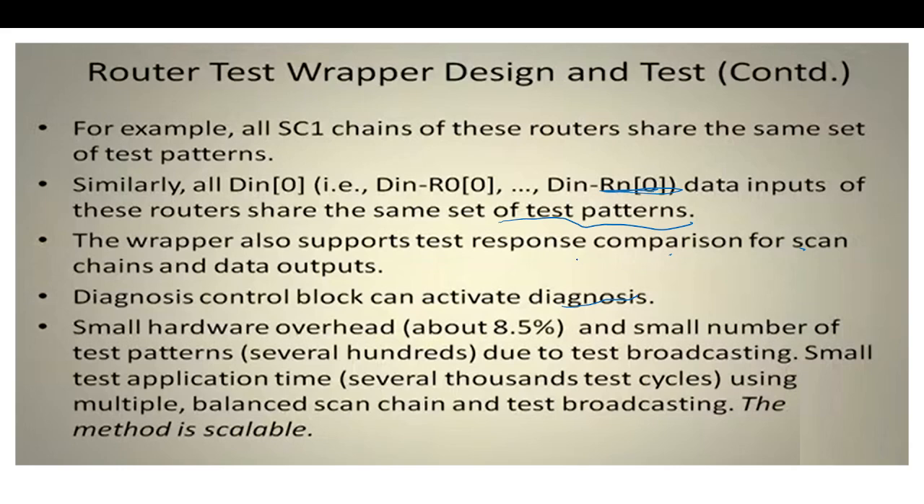Small hardware overhead, about 8.5%, and a small number of test patterns, several hundreds, due to test broadcasting. Small test application time, several thousand test cycles, using multiple balanced scan chains and test broadcasting. This method is scalable.